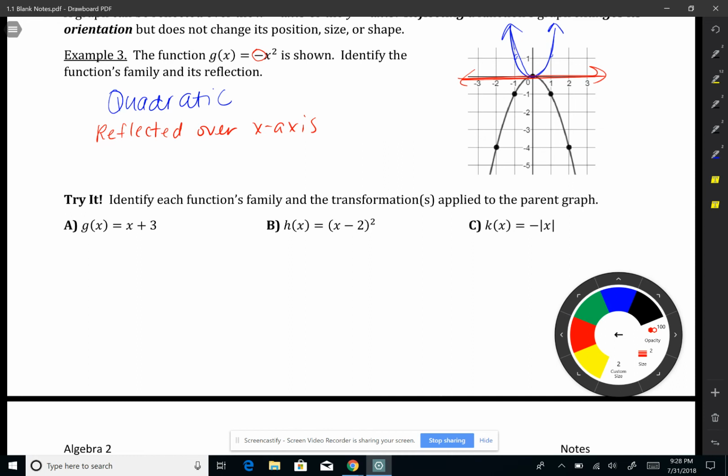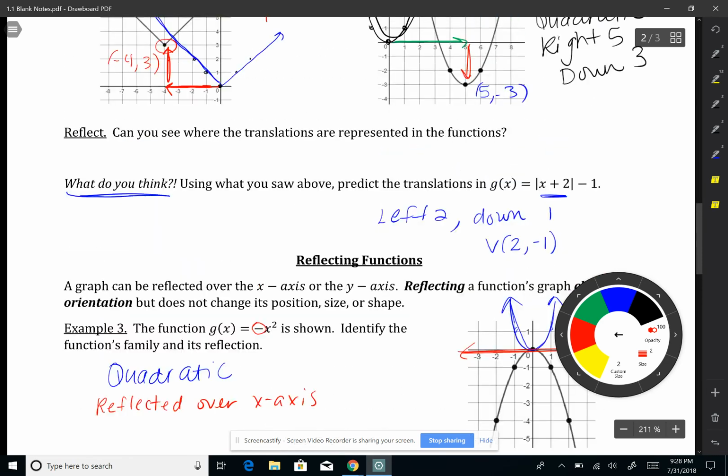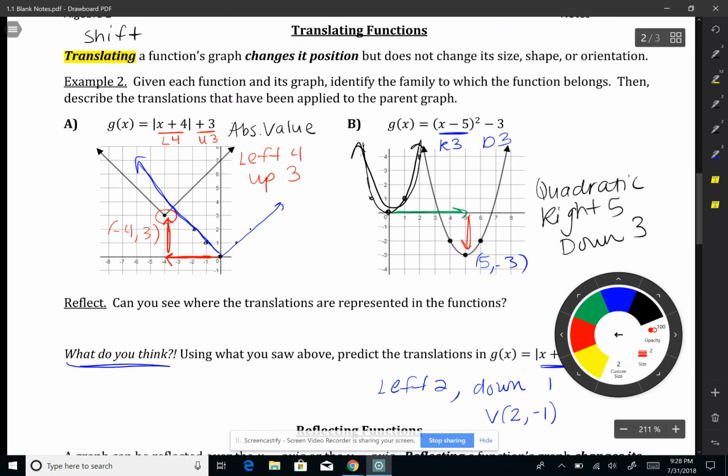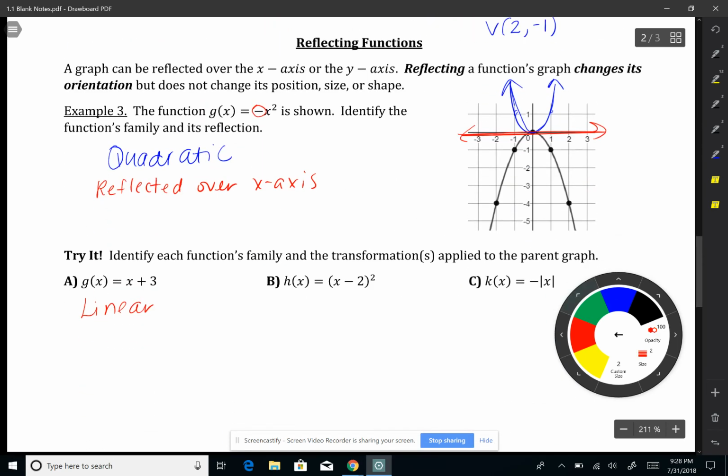Now this is just a plain old x, so there's no power on it or absolute value, so that's linear. Then we have this plus 3 at the end. That's just like the plus 3 at the end in letter A up above. So that must mean up 3.